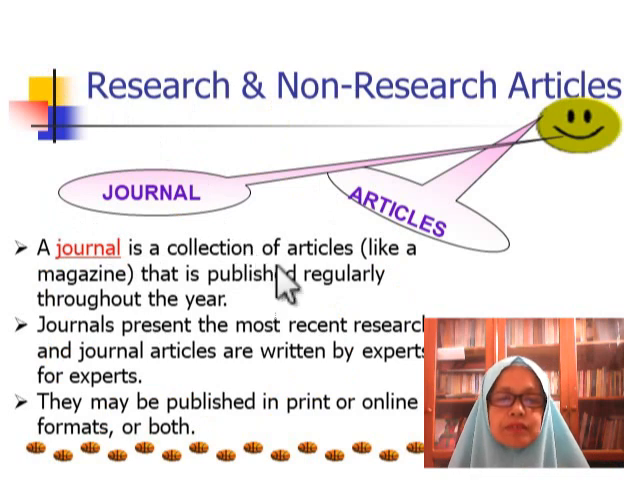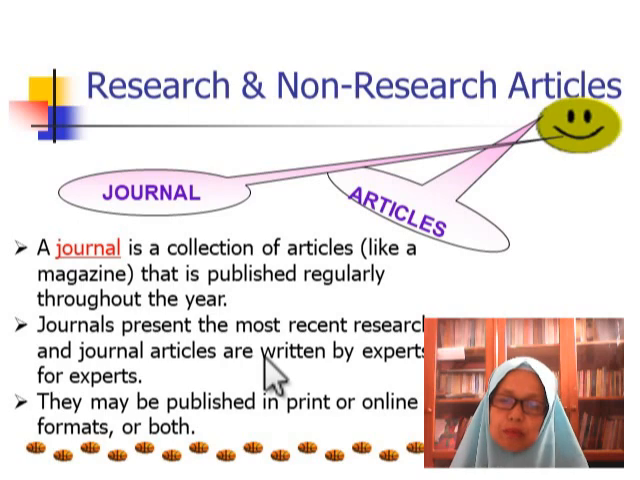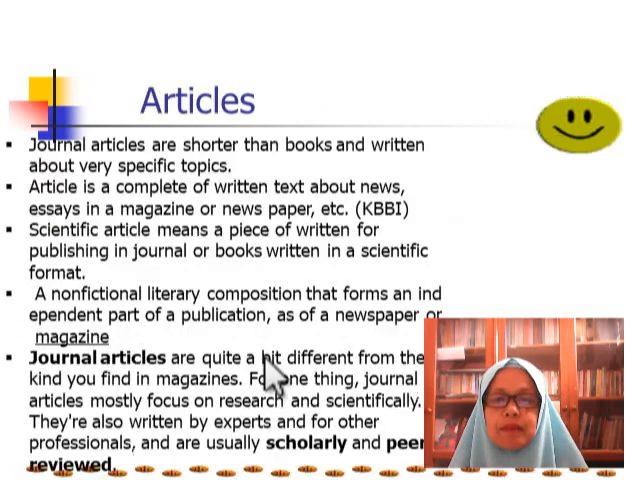Journal is a collection of articles like a magazine that is published regularly through the years. Publishing can be once a year, twice a year, or 3 times a year, and it presents the most recent research or journal articles written by experts. They publish online or in print, or maybe both of them.